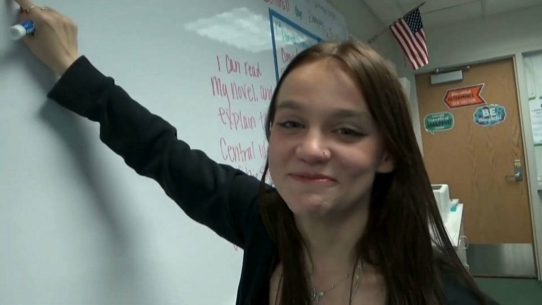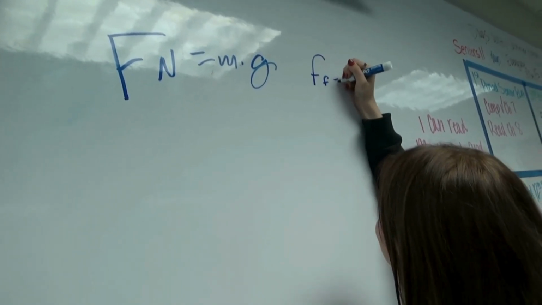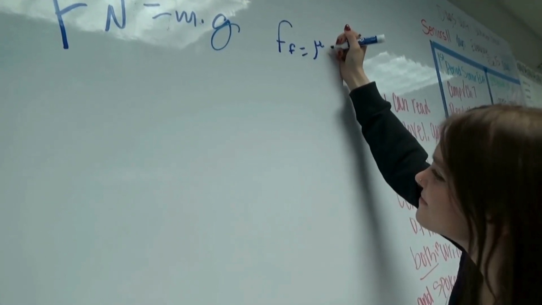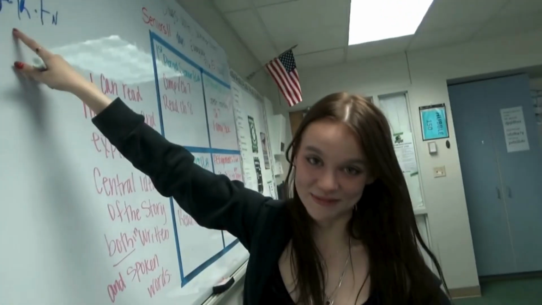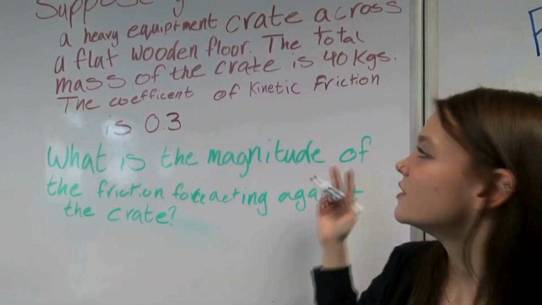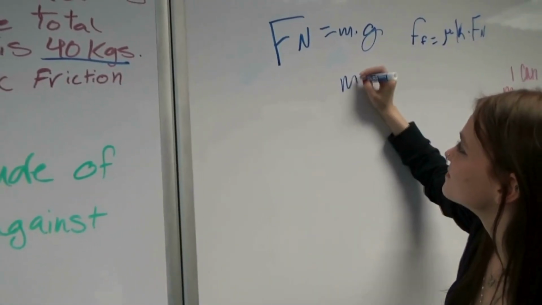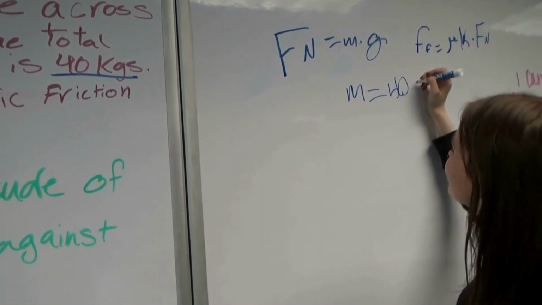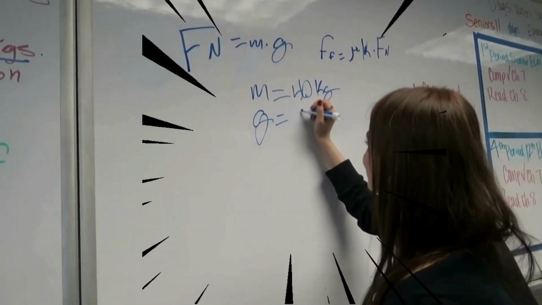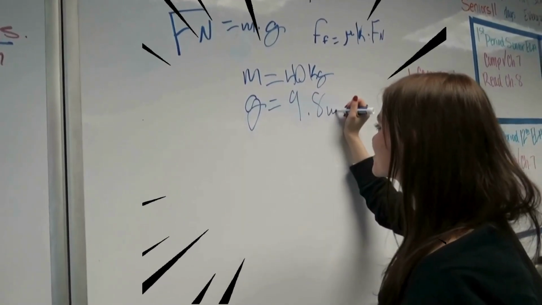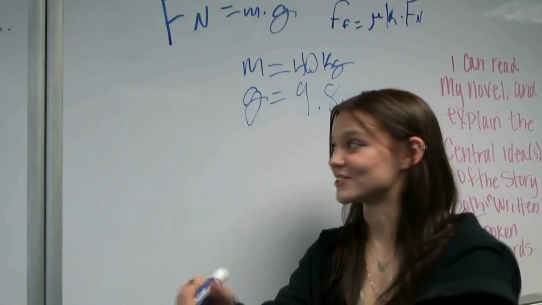This is our first equation. This is going to be our second equation. So our mass is 40 kilograms, so we're going to put that over here. G equals gravity, which is 9.8 meters per second squared. Now, I'm going to set this up and then you guys are going to solve it yourself.